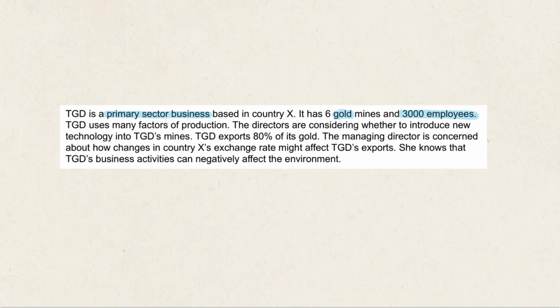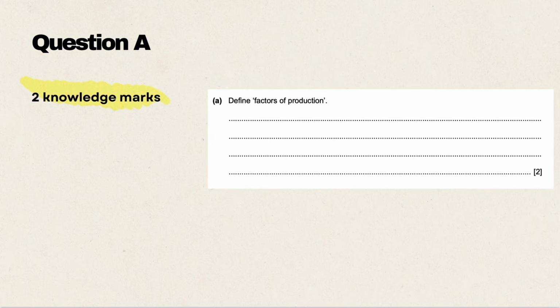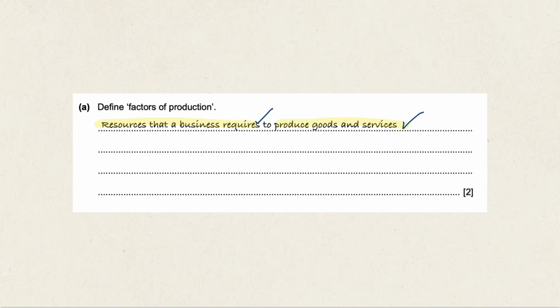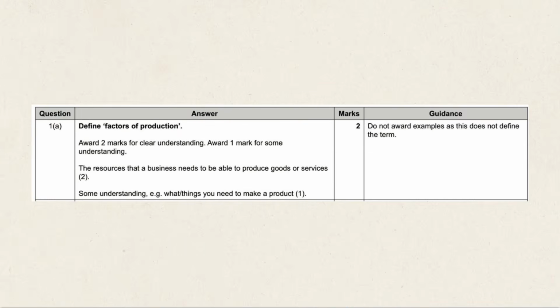As there are 6 marks going for application for each question, the case study is increasingly more important. For question A, there are only 2 knowledge marks available, and these are typically define questions. For question A, define factors of production, and the answer is resources that a business requires to produce goods and services. As you can see, there are 2 parts to this definition. The resources that a business requires, which is 1 mark, to produce goods and services, which is the 2nd mark. And here is the mark scheme for it. And the 2 knowledge marks are given for clear understanding.